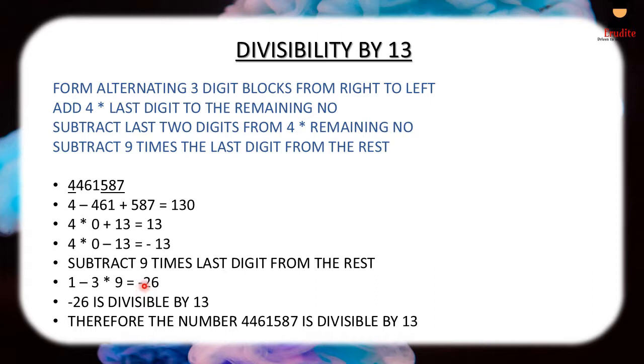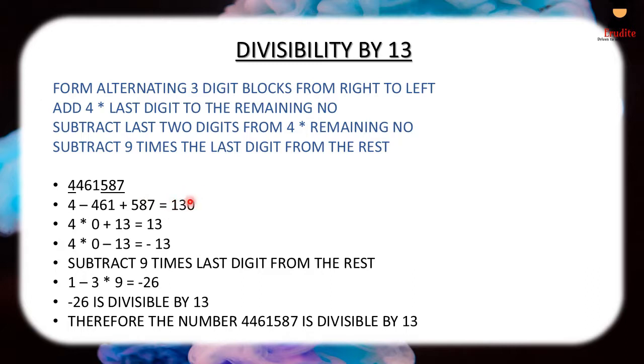Let's repeat the steps once again. I have a particular number. First of all, I need to form the alternating blocks of 3 digits. Start from the right and go towards the left. So I have taken coupled 3 digits. 587 is my first set. Then I have 461, and at the end I have 4 that is remaining. So keep it as it is. Now what you need to do is add and subtract, alternately starting with subtraction. So what I'll do, 4 minus 461 plus 587, which gives me 130.